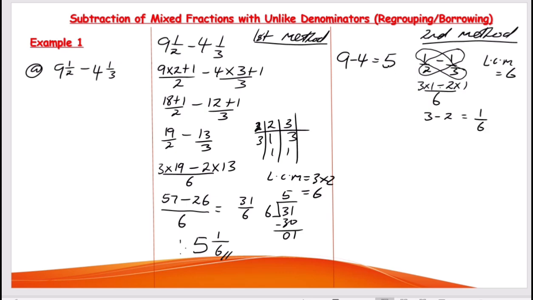Then I'm going to bring down my whole number, which is 5. 5 whole number 1 over 6, which is still the same thing as the answer we have here. So with this now, I need you to choose the best method you want. I know you want to go for the simplest method, which is the second method, but I will advise you to stick to the first method because it has less error, unlike the second method.